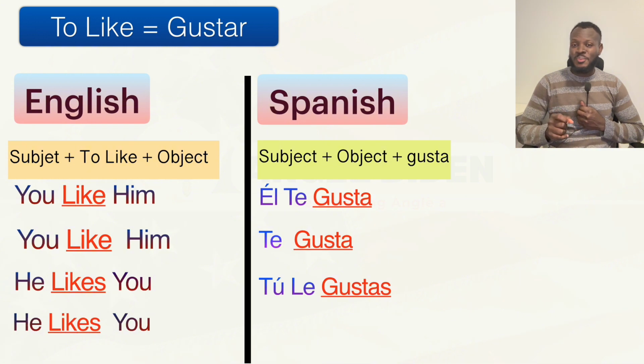Okay. He likes you. Le gustas. Pretty much the same thing. He likes you. We just remove the subject, then in Spanish, the idea doesn't change. It's still the same thing. You like him, él te gusta. You like him, te gusta. He likes you, tú le gustas. He likes you, le gustas. Simple as that. Let's continue.